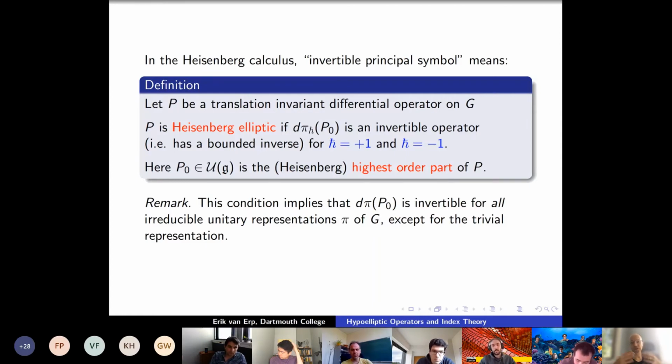Okay. So the real underlying condition is that you want this. So you take the dual of G, the unitary dual, G hat, which contains irreducible representations. And this highest order part of the operator has to be invertible in all of those representations, except for the trivial. The trivial representation is the representation that sends every group element to the identity. Okay, there the thing is never going to be invertible. It's always 0, just as in the case of Fourier theory.